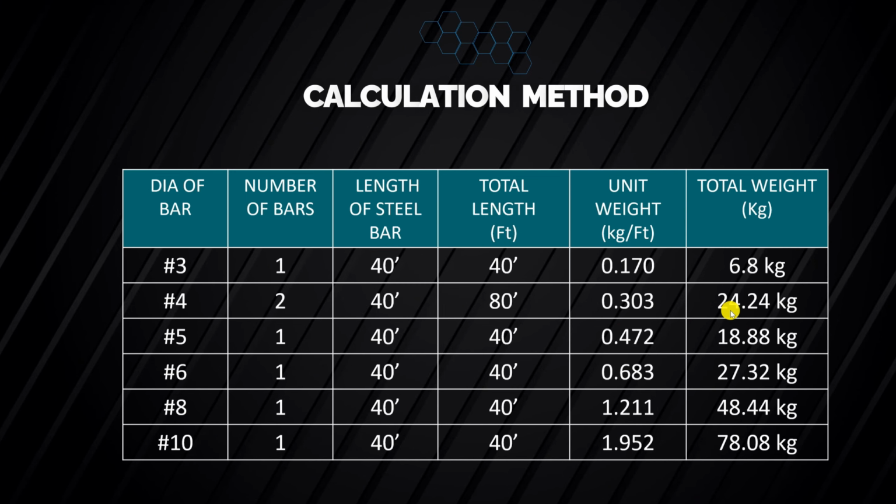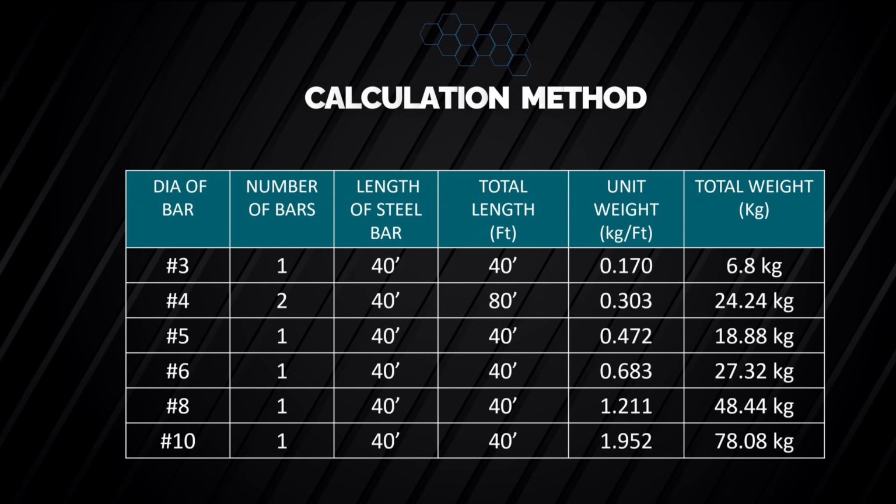Now we have figured out how to find the weight of steel bars with diameter number 3 and number 4. You can use the same steps to work out the weights of other sizes listed below. There are some more calculations you can explore on your own.